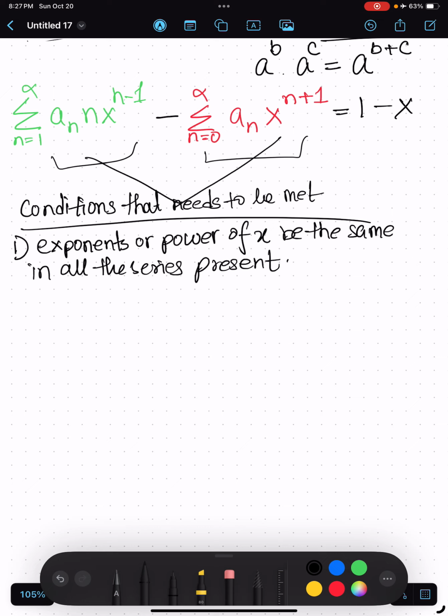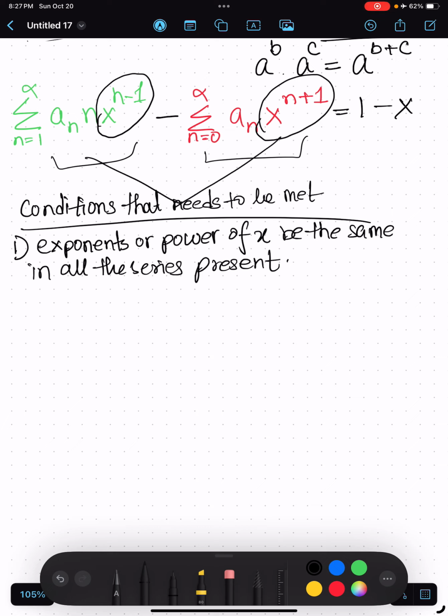So we have two series over here, and what this statement basically is saying is that this exponent right here and this exponent right here, the x has to have the same power. And clearly we can see from this expression that they have completely different powers. One has the power n minus 1, the other one has the power n plus 1. So we know that the conditions haven't been met yet.